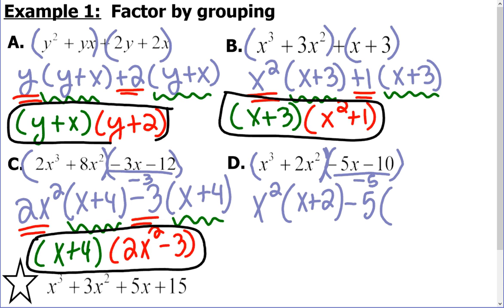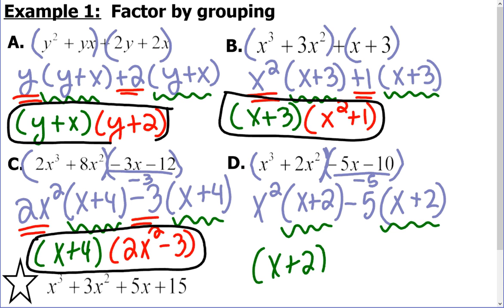Negative 5x divided by negative 5 is a positive 1x. And then negative 10 divided by negative 5 is a positive 2. Okay, so make sure you actually do negative 10 divided by negative 5 to get positive 2. So then my GCF is x plus 2, so let's pull that out. And we're left with x squared minus 5.